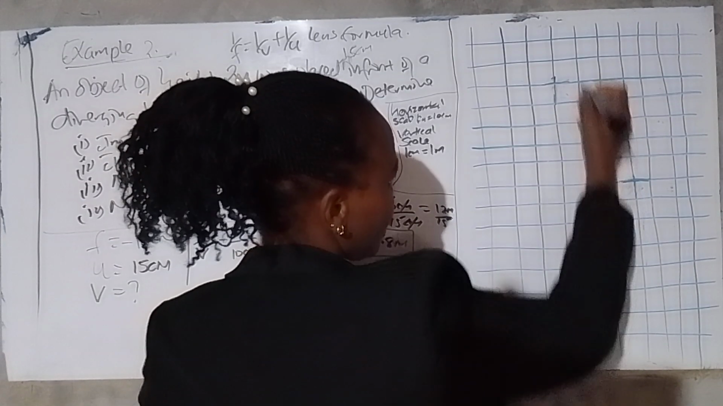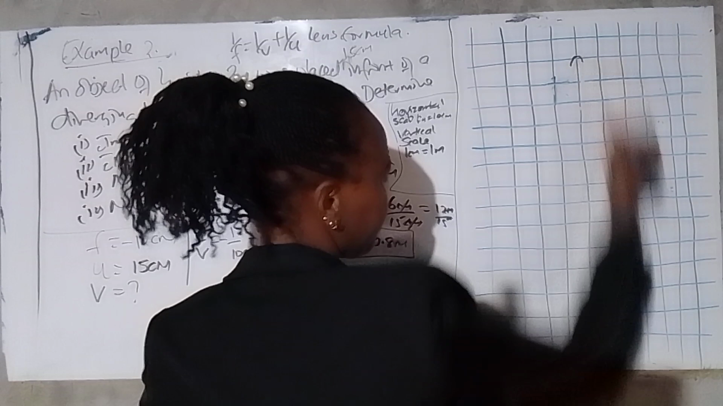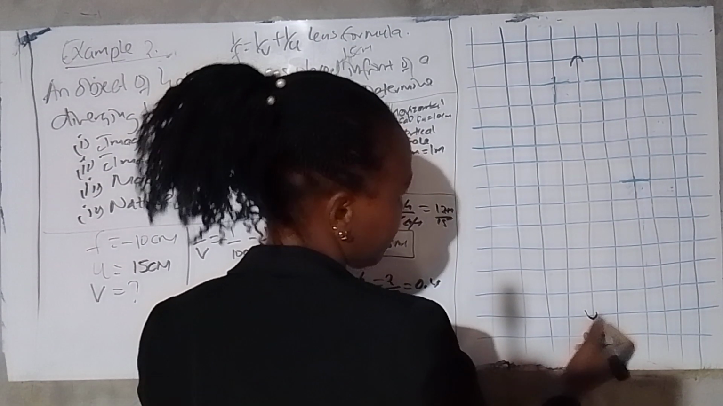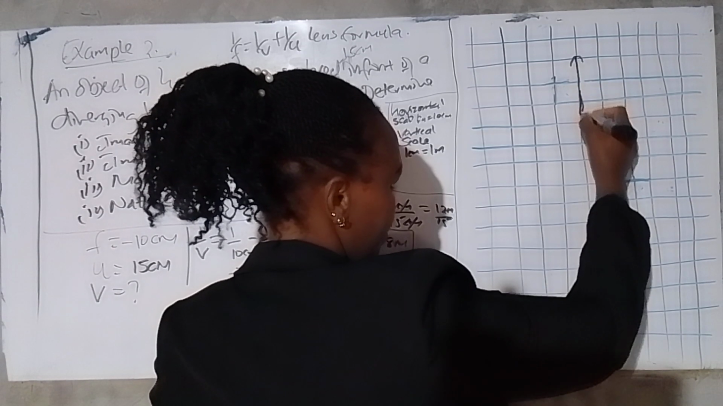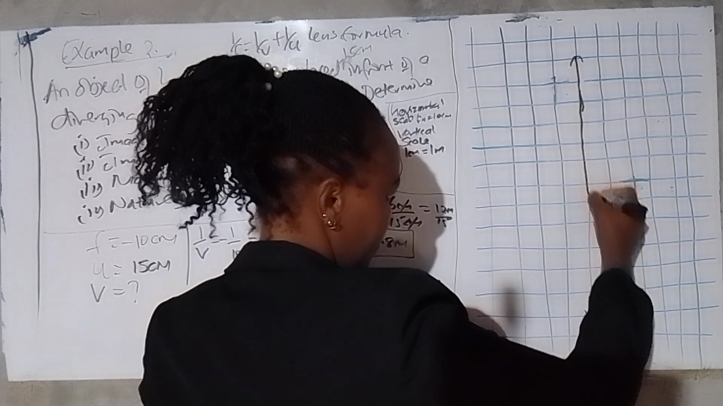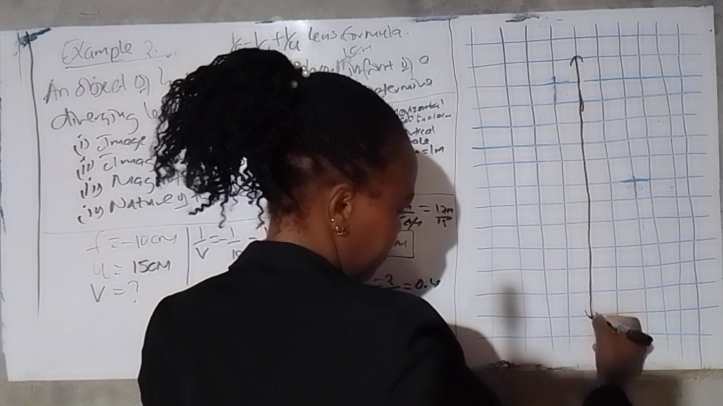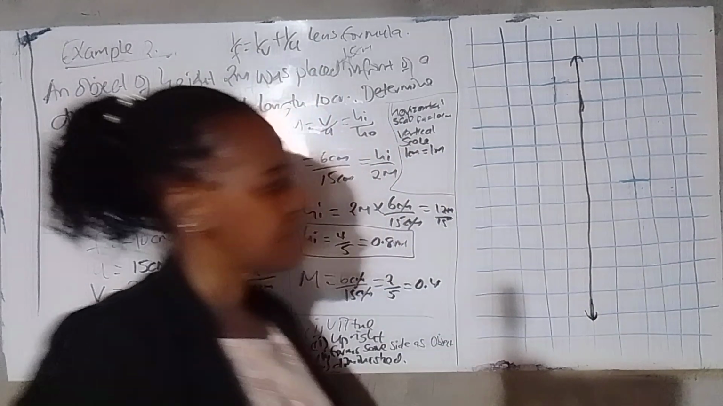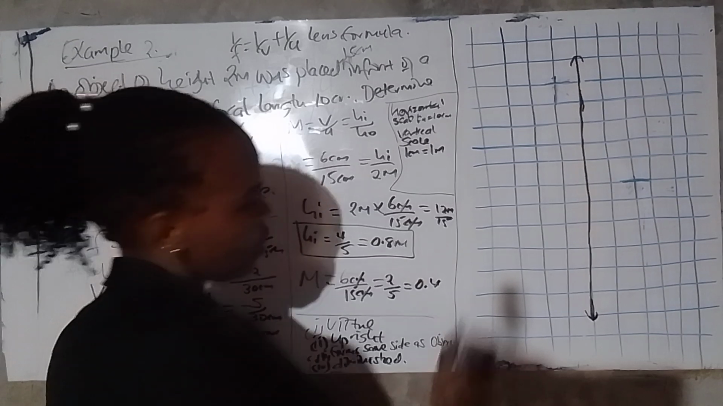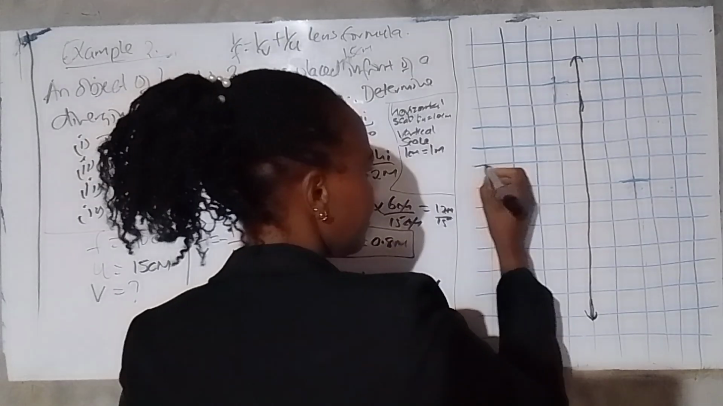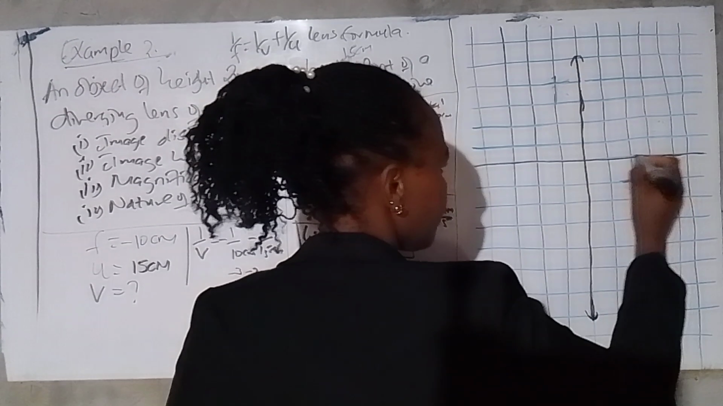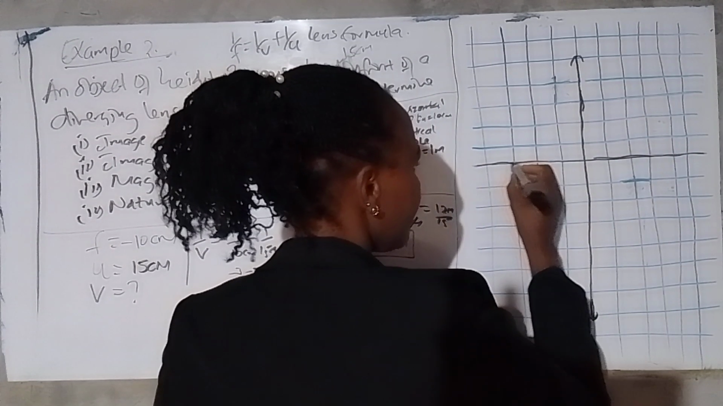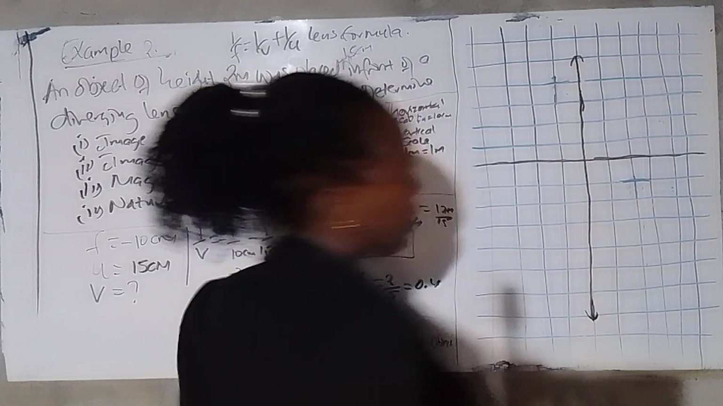So the first thing, we need to show the type of lens that we are using. So I am using a converging lens. I'm trying to be accurate. Okay, that is my lens. Then the other thing I'm going to have is the principal axis. I'm trying to follow these lines, it's not very easy.